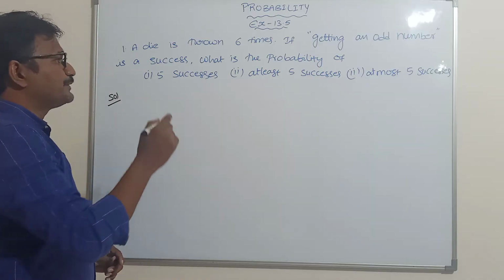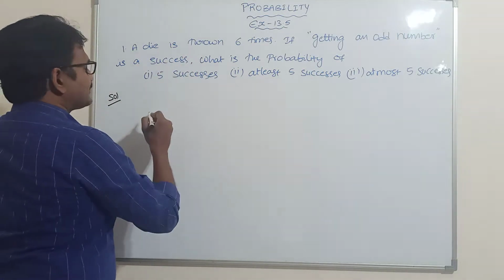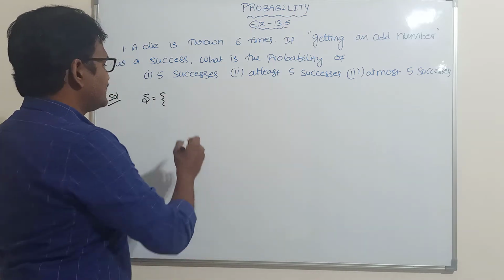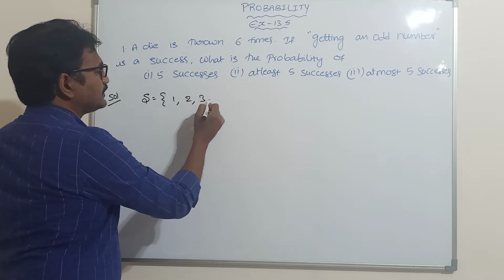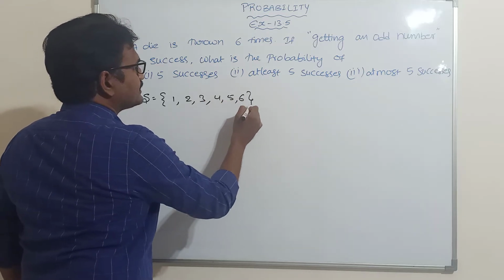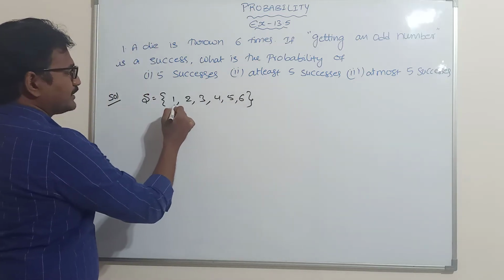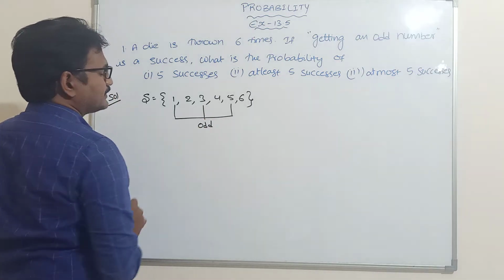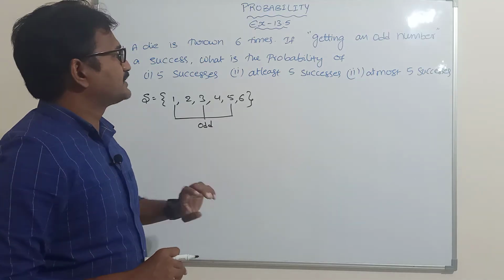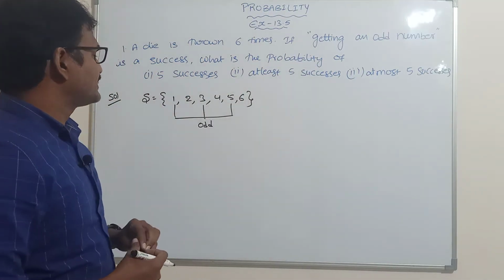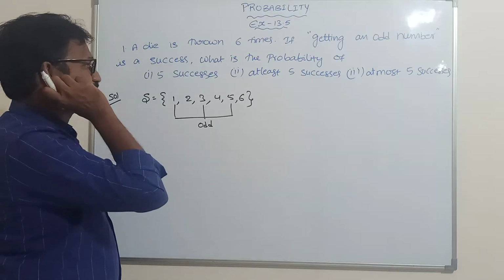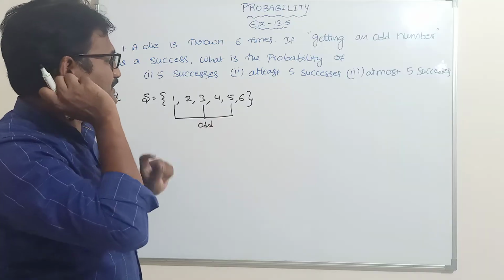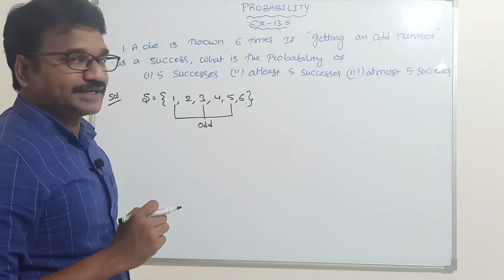So if you take this problem, a die is thrown. Suppose a single die is thrown, then what is the sample space? S is equal to {1, 2, 3, 4, 5, 6}. Here 1, 3, 5 are odd numbers. These 3 numbers are odd numbers. If getting an odd number is a success, when a single die is thrown, what is the probability of getting success? These 3 numbers out of 6 numbers.